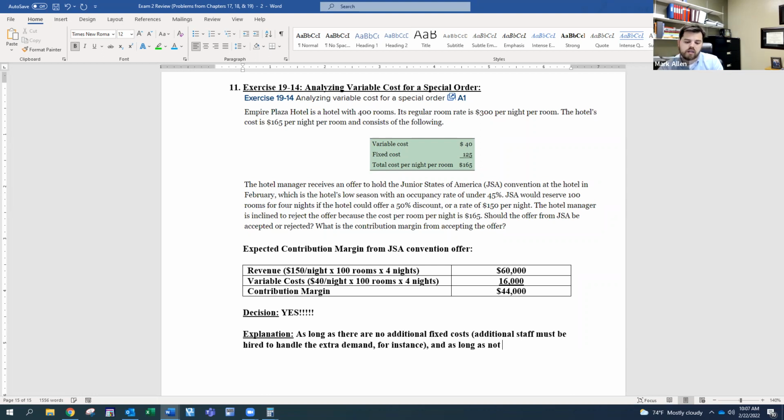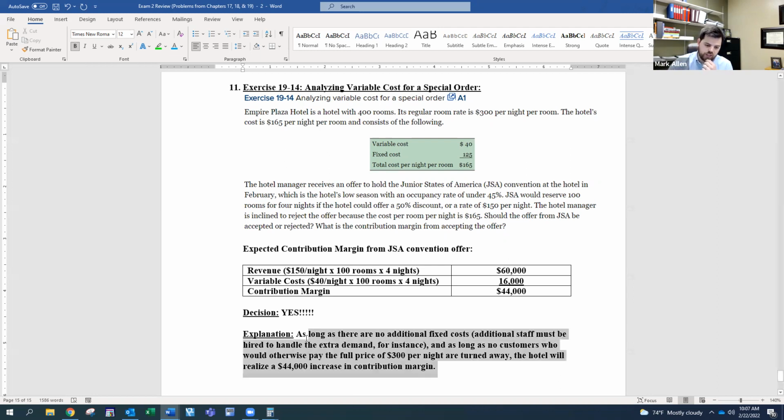And as long as no customers who would otherwise pay the full price of $300 per night are turned away, the hotel will realize a $44,000 increase in contribution margin. This is the idea. If they accept this offer, they will actually increase their contribution margin by $44,000, and that is a good thing. This manager should accept this offer as long as these caveats are met, right?